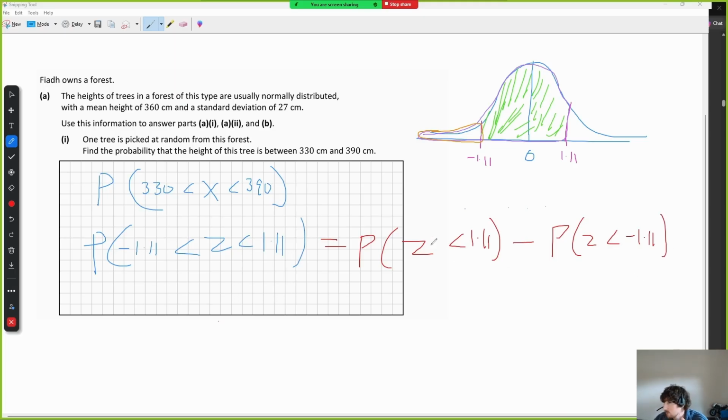Now the great thing is we could just read this value from the tables book, but we can't read this value from the tables book. So the next line of workings here is, we leave this one alone because we can just read this one from the tables book already.